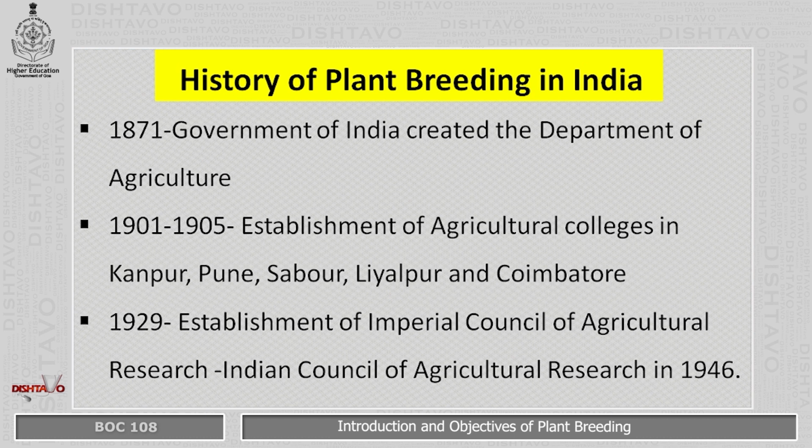Now, plant breeding in India was first started in 1871 when the Government of India created a department, that is the Department of Agriculture. Between 1901 and 1905, there was establishment of agricultural colleges in Kanpur, Pune, Sabour, Lyallpur and Coimbatore. The Imperial Council of Agricultural Research was established, which was later changed to the Indian Council of Agricultural Research in the year 1946.